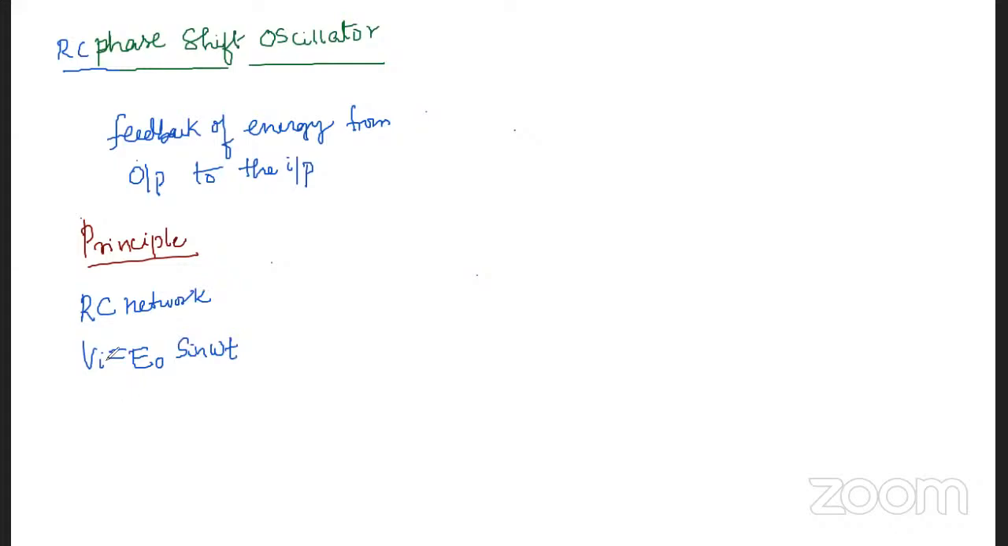So the input voltage, the sinusoidal voltage which we are applying, is Vi is equals to E naught sine omega t. And the frequency of this sinusoidal voltage will be F is equals to omega by 2 pi, which is applied to the circuit consisting of a resistance and a capacitor in series. Generally, the circuit will be like this: we have a capacitor and a resistance here, connected in series.